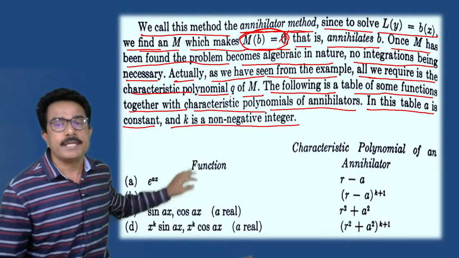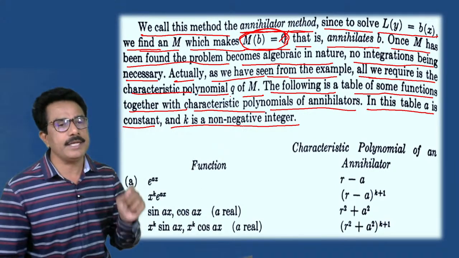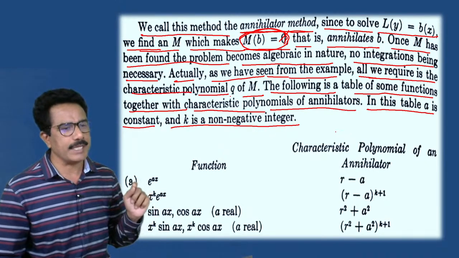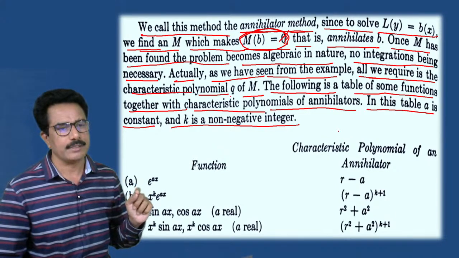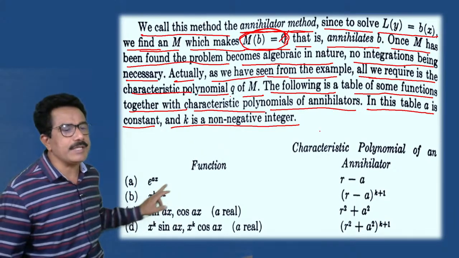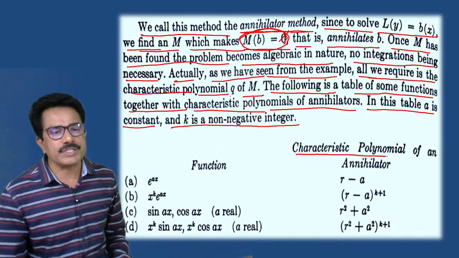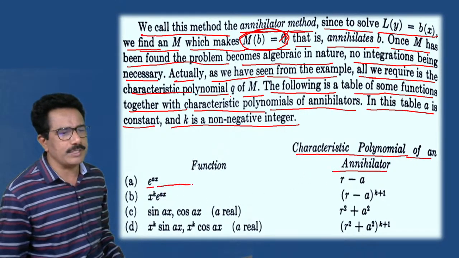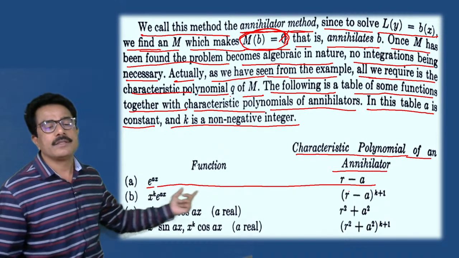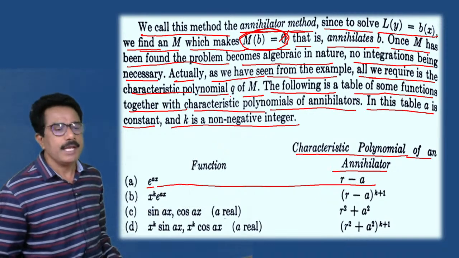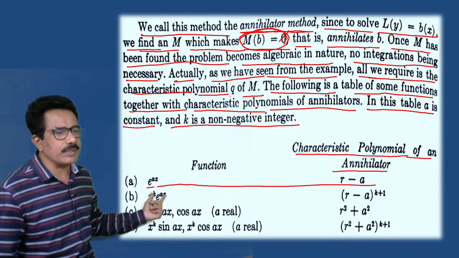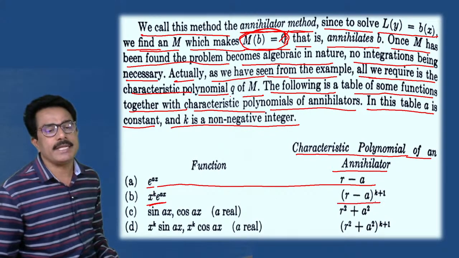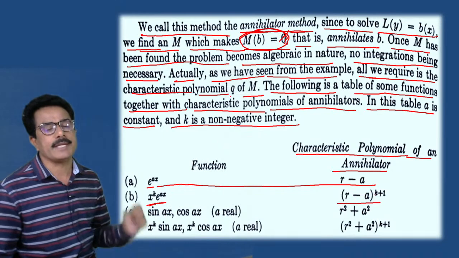For the conversion to the annihilator, we need this table, where k is a non-negative integer. See this. Number 1: if the function is e raised to ax, then the characteristic polynomial of its annihilator is r minus a. So this is the annihilator of e raised to ax. Second, if it is x raised to k into e raised to ax, then its annihilator is (r minus a) bracket raised to k plus 1.